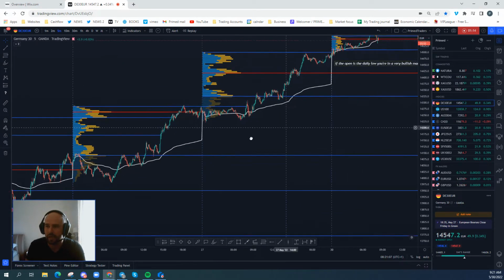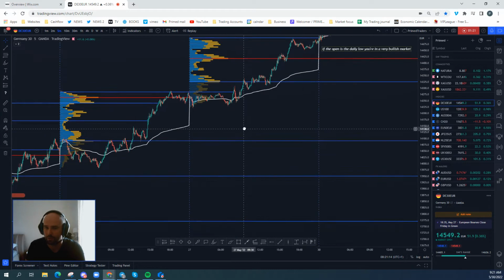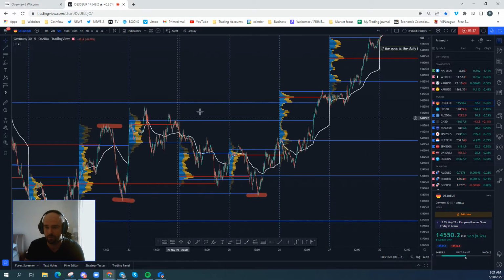Once we break out of this area, which is here, you guys can clearly see that we're starting to form aggressive rises, but I have something written here. If the open is the daily low, you're in a very bullish market. Allow me to explain. Here's the first aggressive push, and that's the actual breakout of this buildup.